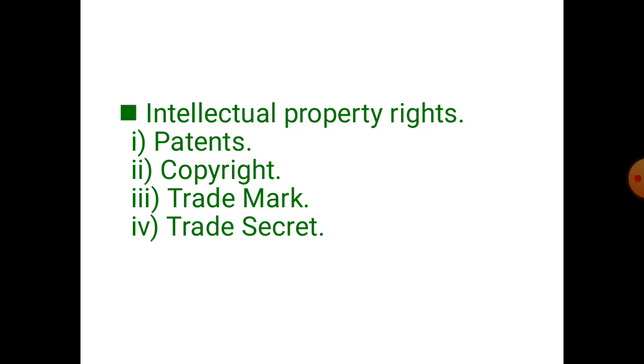So the objective of copyright law is to encourage authors, composers and artists to create original works by rewarding them with exclusive rights for a limited period to reproduce the work for the benefit of the public. On the expiry of the term of copyright, the work belongs to the public domain and anyone may reproduce it without permission here. And next one is trademark.